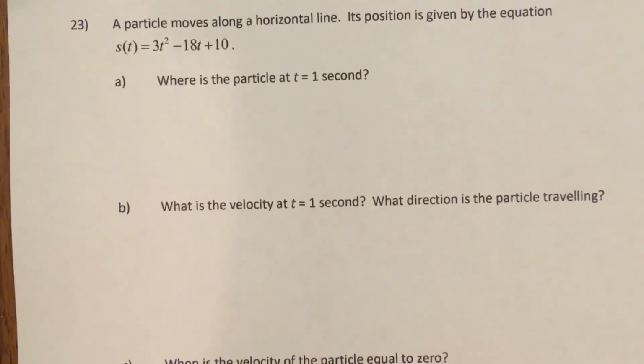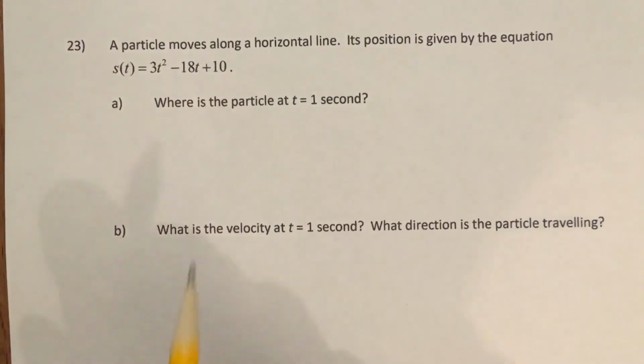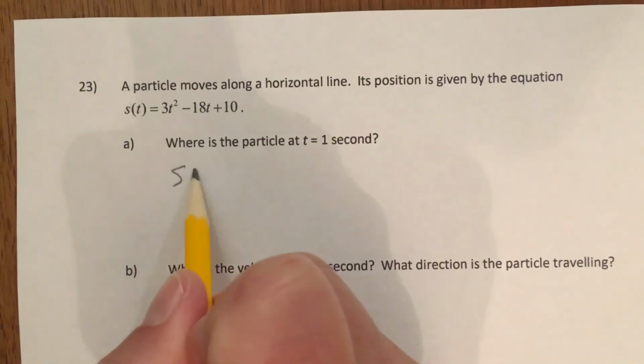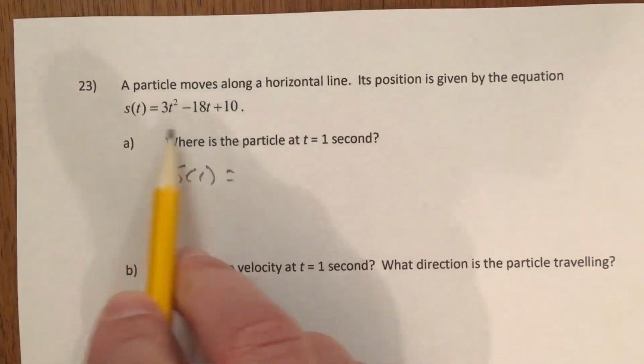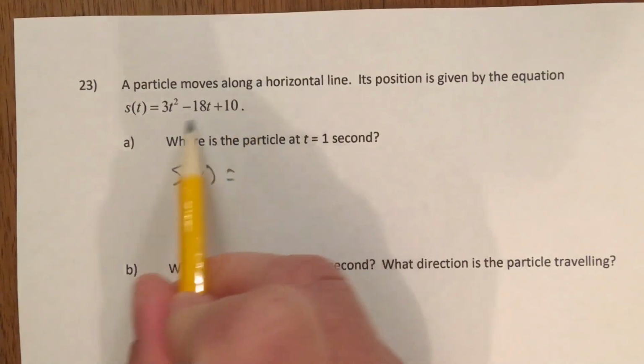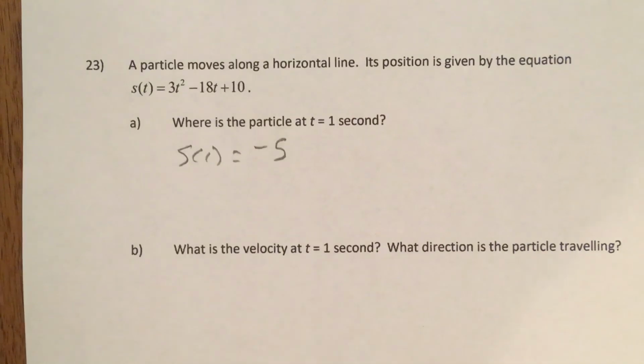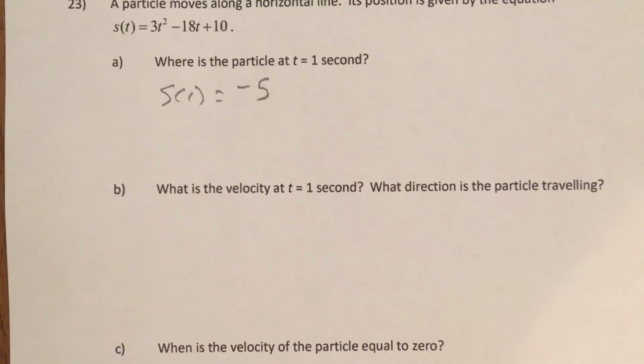All right, this is our last part here. We're given a position function, and we're asked where is the particle at 1 second. So since this is position, we just throw 1 into it. We're going to get 3 minus 18 plus 10. That's a negative 5. So we're 5 to the left of whatever 0 is. All right, that's our position.